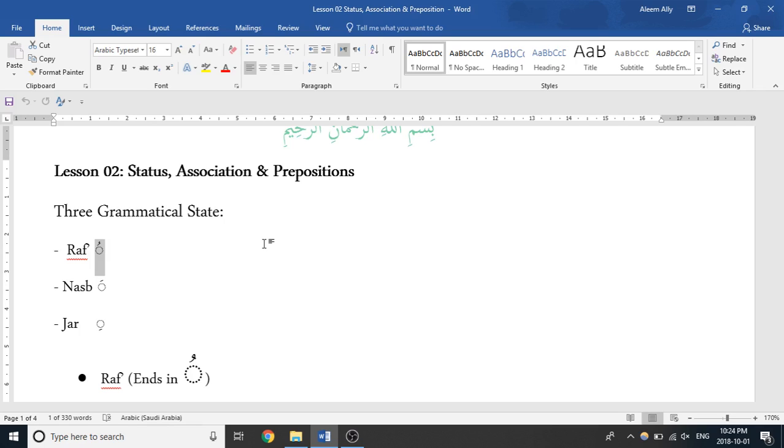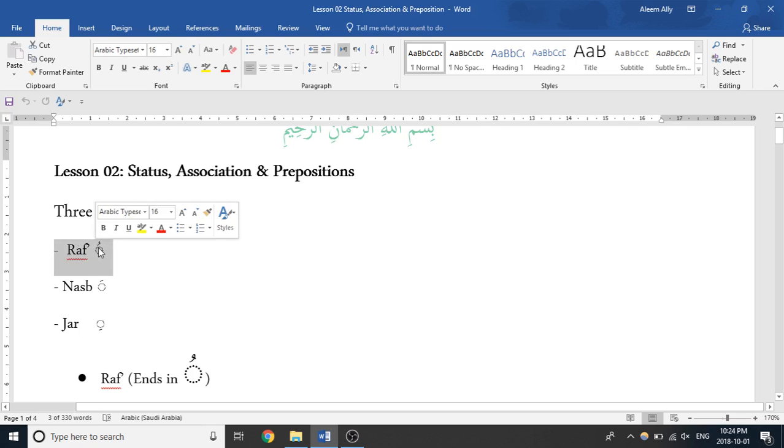There are 3 states in Arabic that a noun can go into. The first is rafa, and that's usually represented by a word ending with a dhamma, the symbol that produces an oo sound. The second is nasb, when a word ends with a fatha. And the third is jar, when a word ends with a kasra.